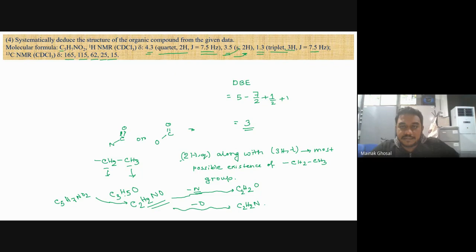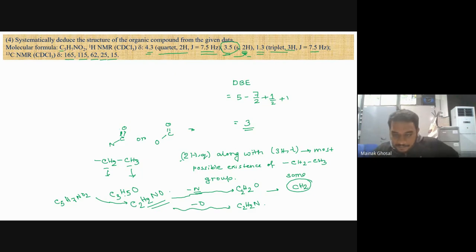NMR data. This is 2 hydrogen singlet. That means these 2 hydrogens are not exchangeable, so it is not an NH2 kind of thing or OH kind of thing. That means this hydrogen is actually attached to a carbon. So CH2 will be lost. So you have some CH2, and 3.5 is a very high value. That means it is attached to some heteroatom.